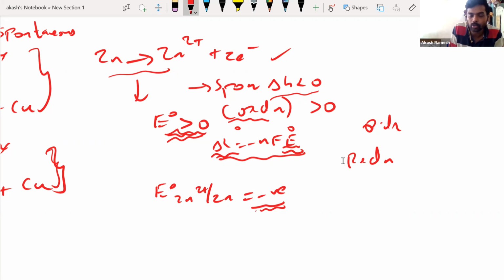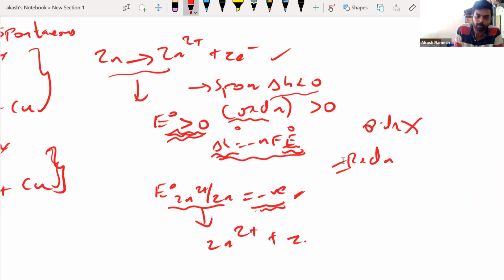Okay, but what did I tell you? By default, we will take only reduction potential values. We will not consider oxidation potential. That is the reason why this value is negative. Now what do you see? I write E naught Zn2+|Zn, right? So how do I write the reaction for this reduction reaction? Zn2+ plus 2 electrons will form Zn. This is how we write, looking at this equation, the reduction potential representation. Zn2+ plus 2 electrons will form zinc.